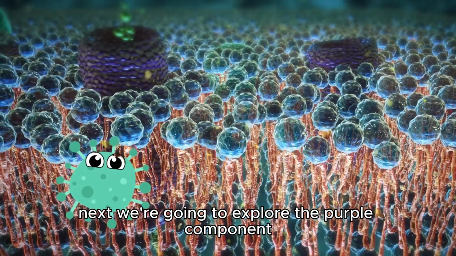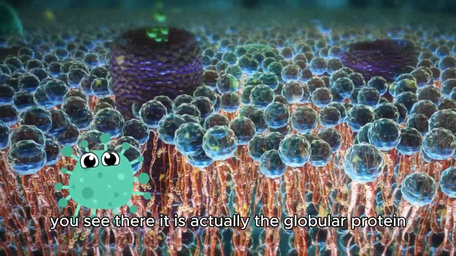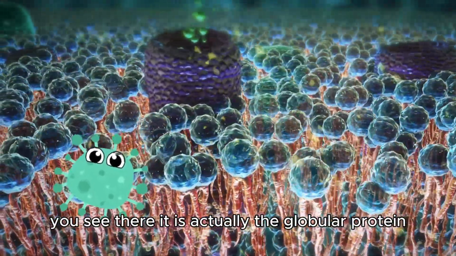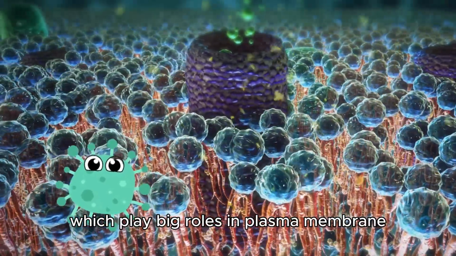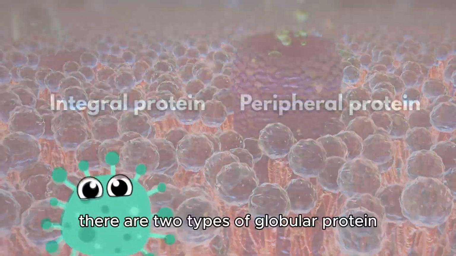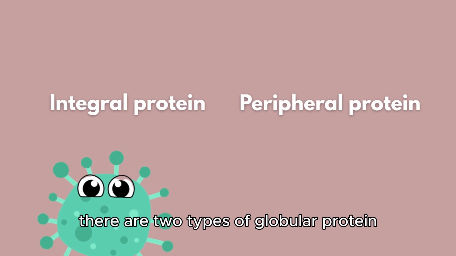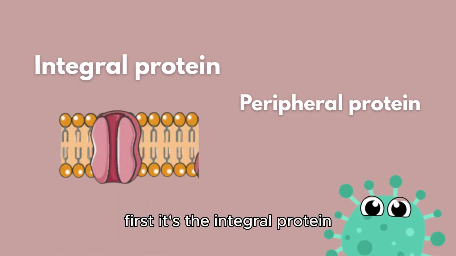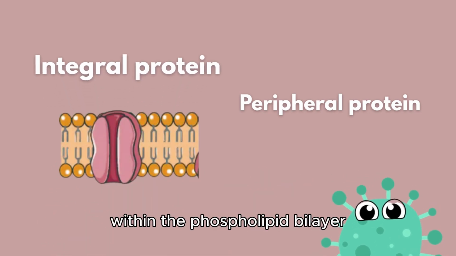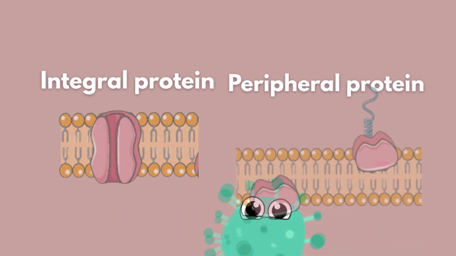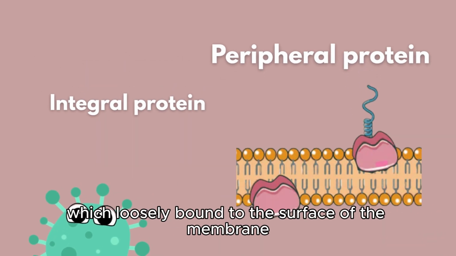Next, we're going to explore the purple component you see there. It is actually the globular protein, which plays big roles in the plasma membrane. There are two types of globular protein. First, the integral protein, which is fully or partially embedded within the phospholipid bilayer. There is also the peripheral protein, which is loosely bound to the surface of the membrane.